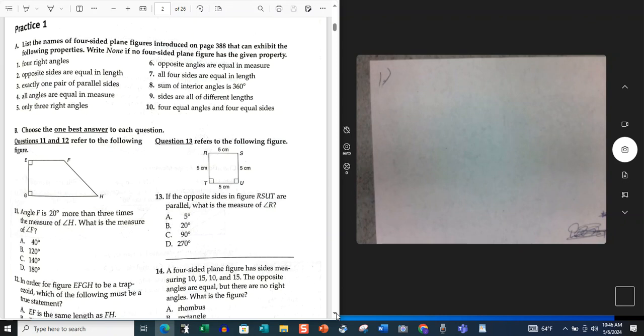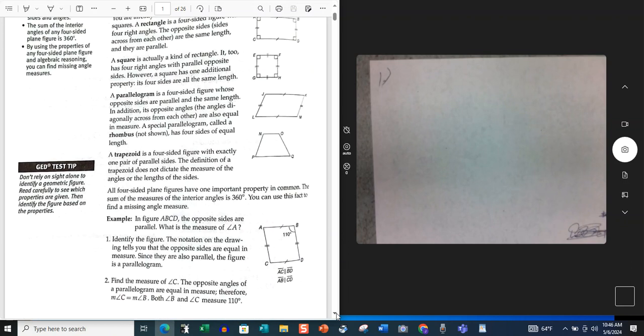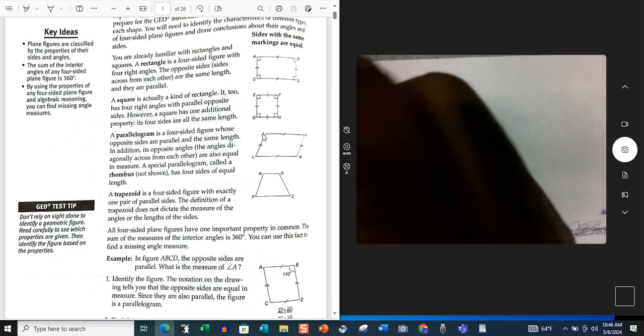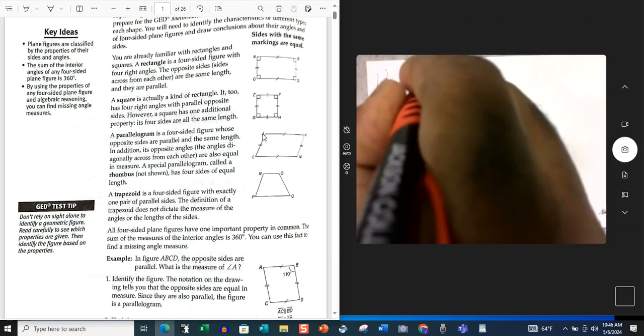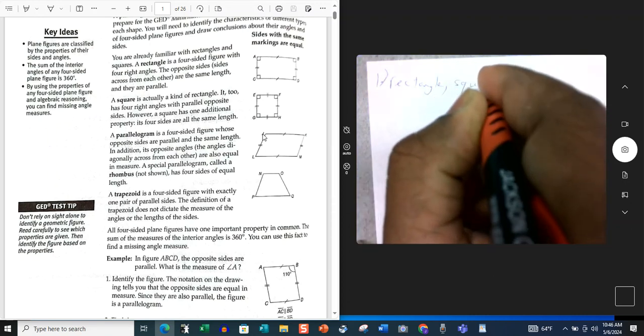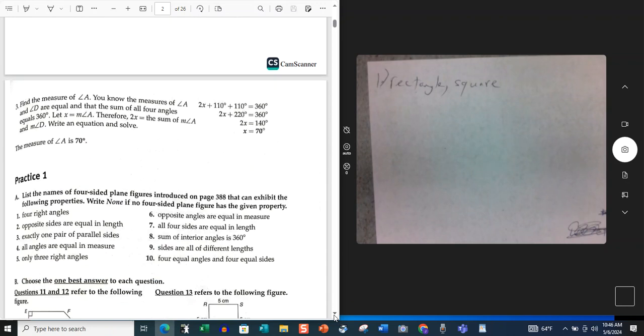Now, number one, it says 4 right angles. If we look back up here, 4 right angles is actually the rectangle and the square. And remember, right angles are denoted by these boxes here. Okay, so that took care of problem number one.